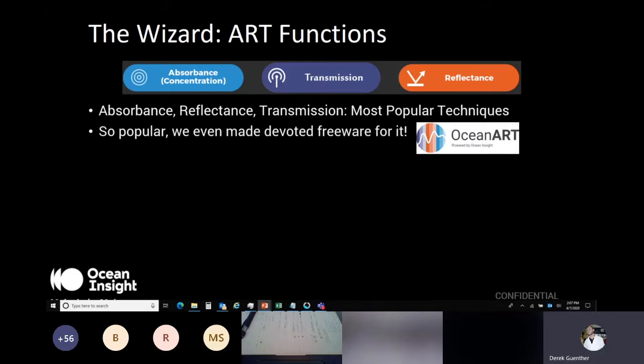So these are very popular techniques. They're so popular, we actually made devoted freeware for it. And you can go on our website right now, oceaninsight.com, and download for free software called Ocean ART.